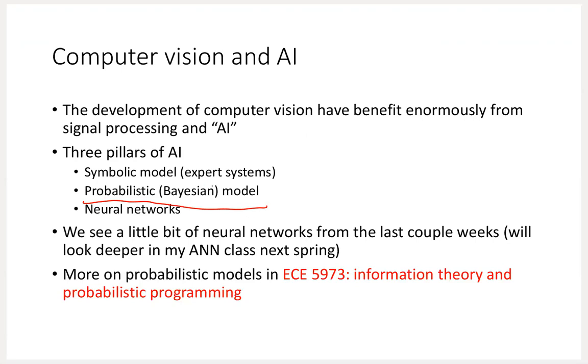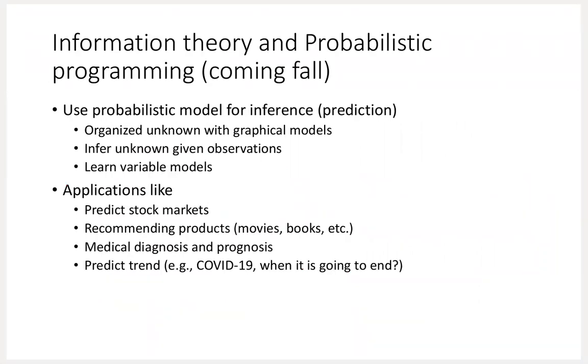If you think of AI, there are really a few pillars. One is symbolic models, like expert systems. I'm not sure it's considered AI, but I don't study that. The other two are neural networks and probabilistic models. So for my class in fall, we'll look more into the probabilistic models.